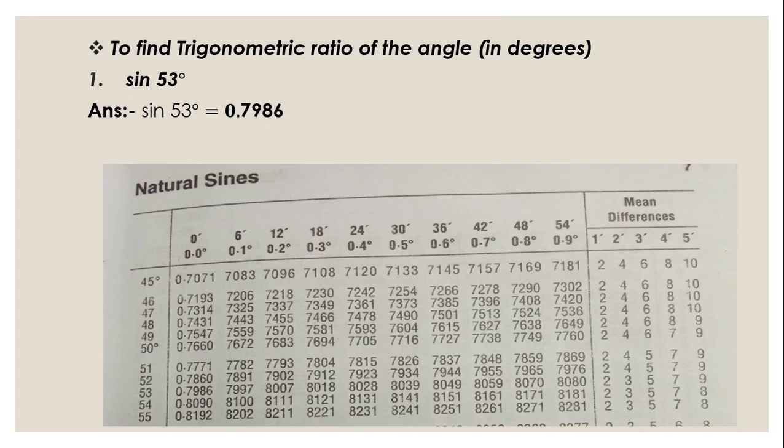So if we want to find the sine or cosine or tangent of an angle which is given in degrees, first we have to go to the page. If we are finding sine, we have to go to the natural sines page. If we are finding the cosine, then we have to go to the natural cosines page. Or if we are finding the tangent, we have to go to the natural tangents page. Then locate the degree, and the number next to it is the sine, tan or cos of the given angle.